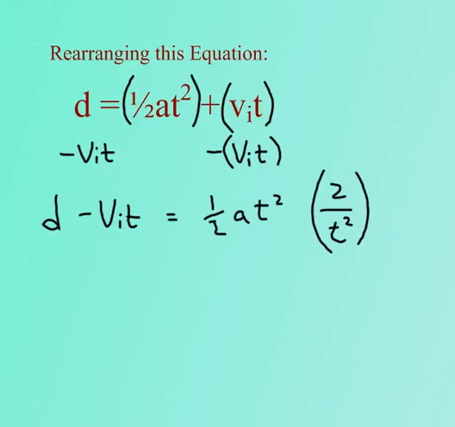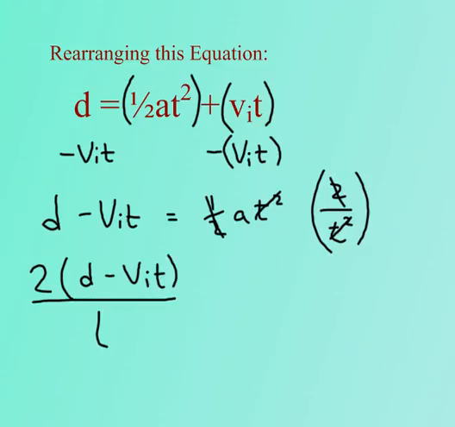And when you do this, the 1/2 and the multiplying by 2 cancel, and multiplying and dividing by t squared cancel, but we have to do the same thing to the other side. So 2 times the quantity d minus VIT over the quantity t squared solves for acceleration if you know the distance traveled, the original speed, and how long it took.